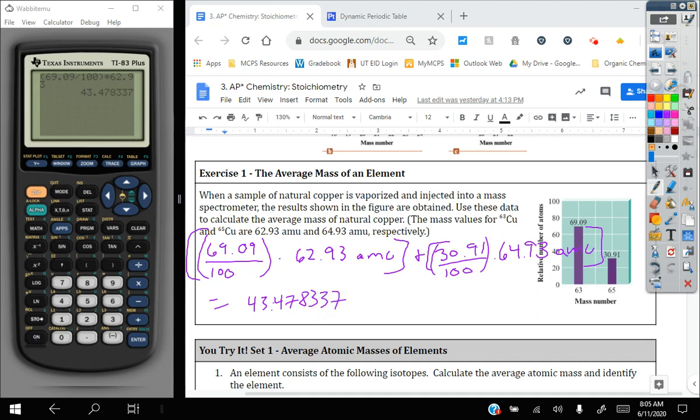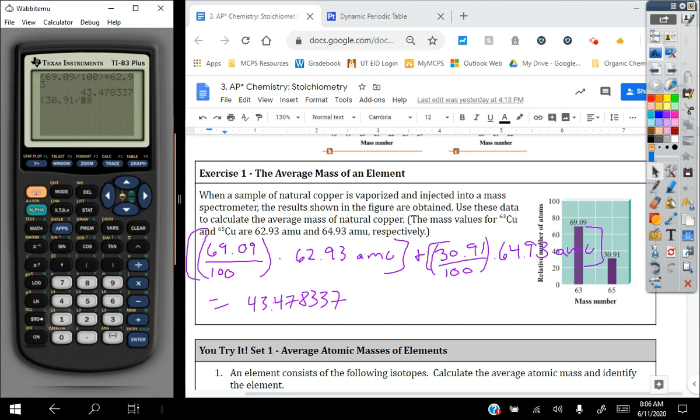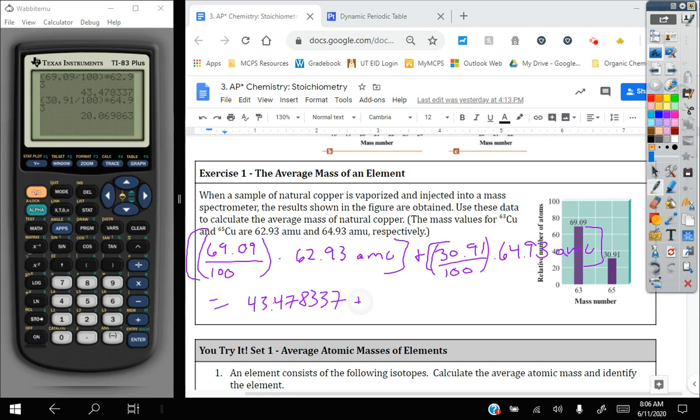And then we'll repeat the same process, but this time with my other isotope, 30.91 over 100 times 64.93. And here I get 20.069863. Now I'm going to add these two together.